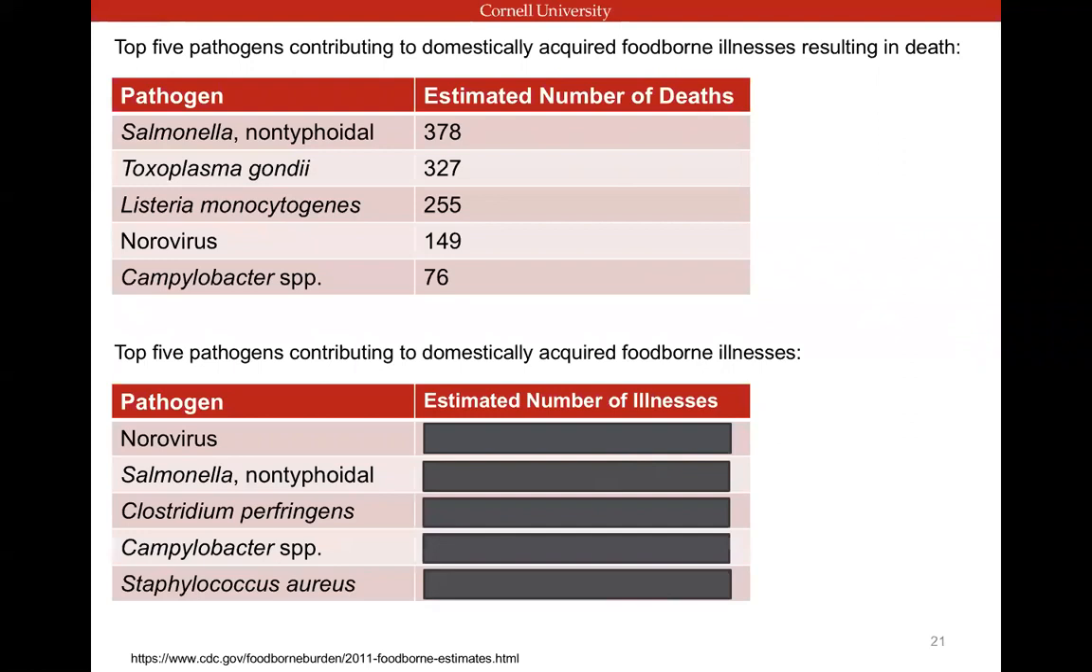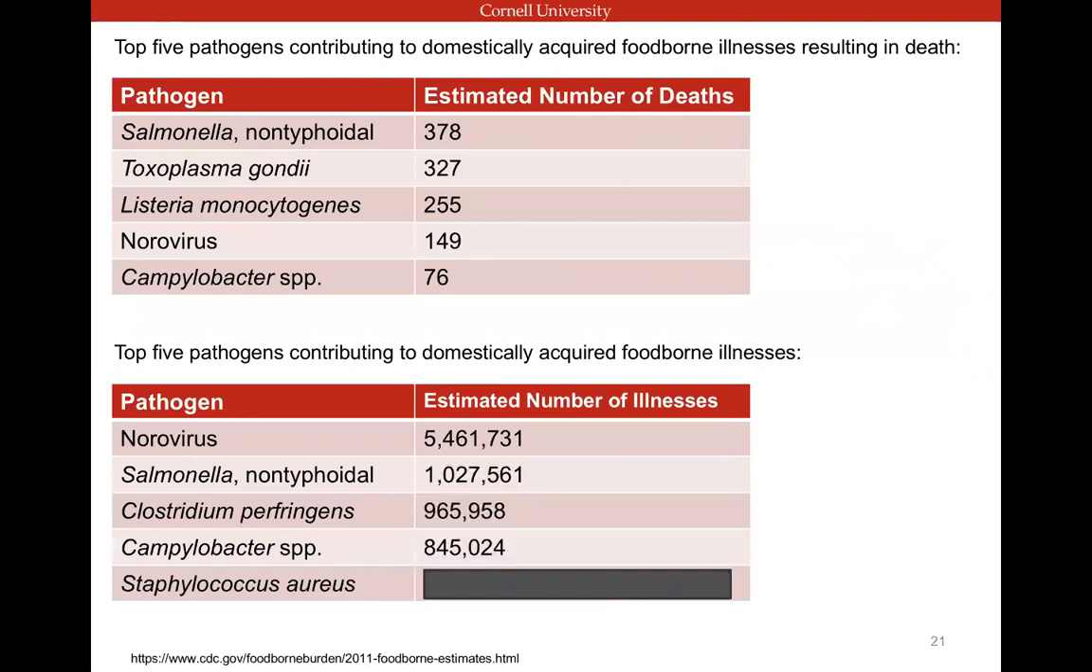Now, when we look at the top 5 pathogens that contribute to domestically acquired foodborne illness, we've got norovirus at 5.5 million, salmonella at about 1 million, and Clostridium, Campylobacter, and Staphylococcus aureus round out the top 5. But what I want to point out to you is that Listeria actually doesn't make the top 5 list for pathogens that contribute to domestically acquired foodborne illness. And that's because Listeria only causes about 1,600 cases of foodborne illness in the US each year.